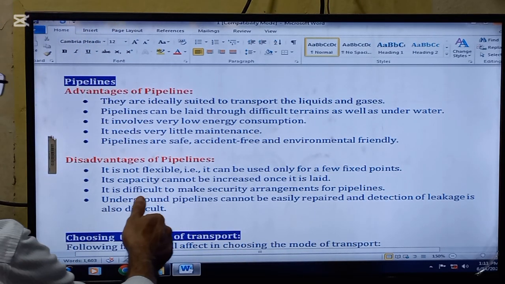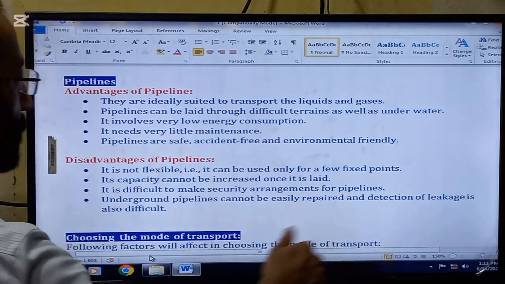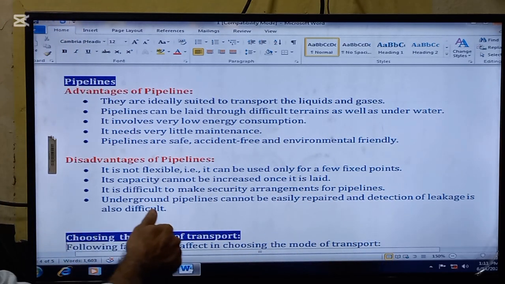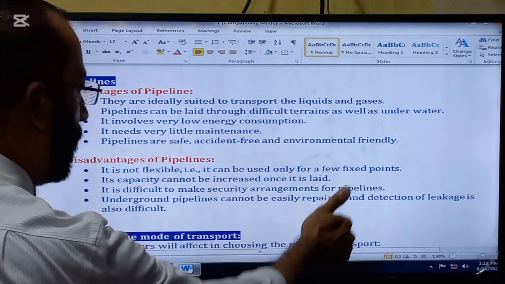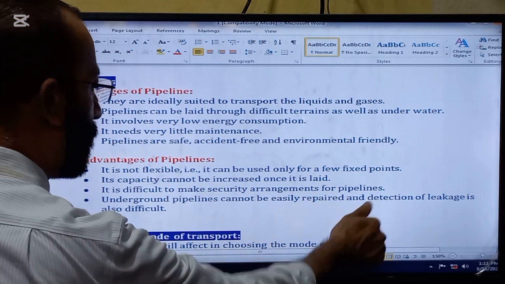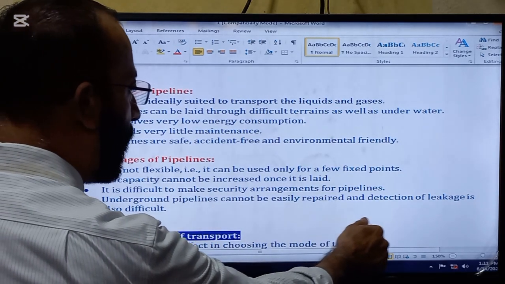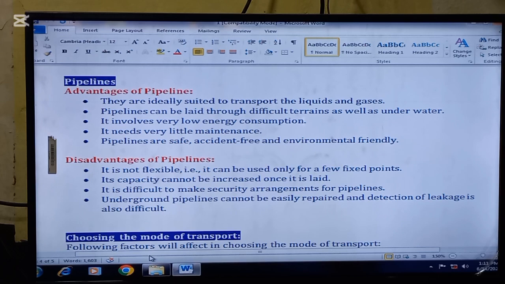Number one, it is not flexible. For example, it can be used only for a few fixed points. Number two, its capacity cannot be increased once it is laid. Number three, it is difficult to make security arrangements for the pipelines. Next is underground pipelines cannot be easily repaired and detection of the leakage is also difficult.